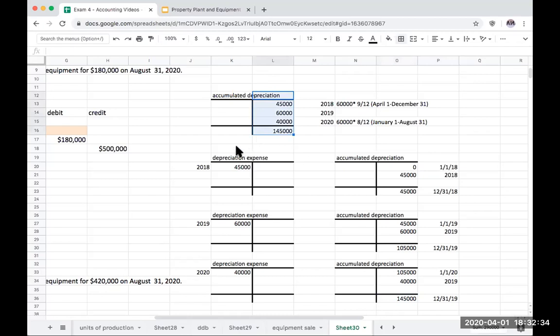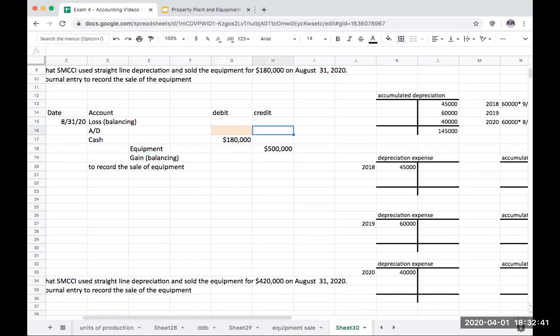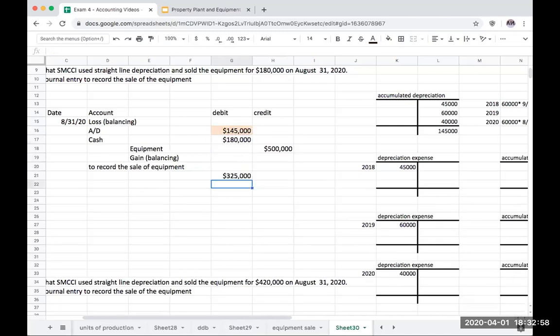This here abbreviates all of this. I just need to figure this out because when I am going through, I need to eliminate this. This is what is sitting on my books, so I need to make this go to 0. I'm going to be doing that over here with a debit. Okay, so now I've done this over here and I say to myself, what do I need to do to balance? I have 325,000 of debits, 500,000 of credits. So to balance, I need a debit for 175,000.